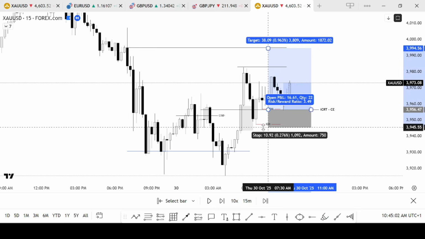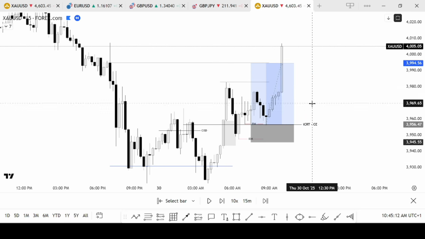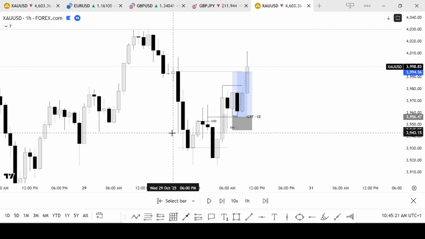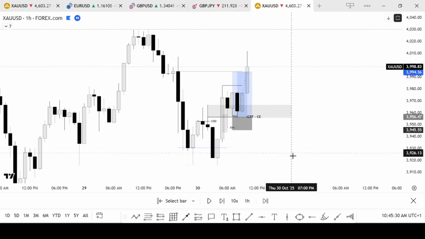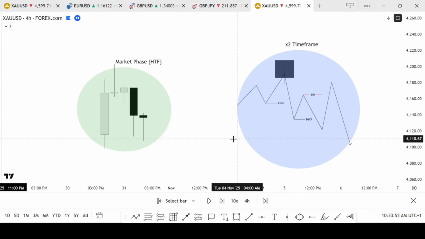In this video, I will show you how to identify true MSNR levels, how to time your entries with precision, and how to choose the best time frame for execution. If you are tired of random entries and ready to trade with clarity and structure, this video is for you. Let's get into it. All right, so this is very simple.